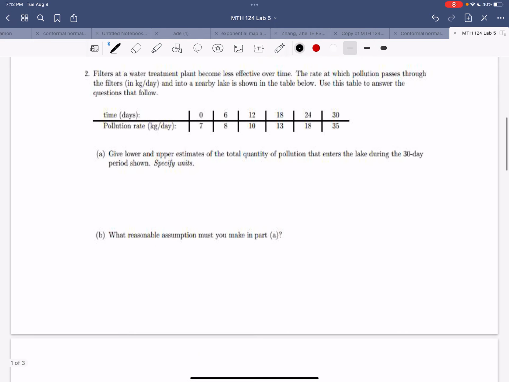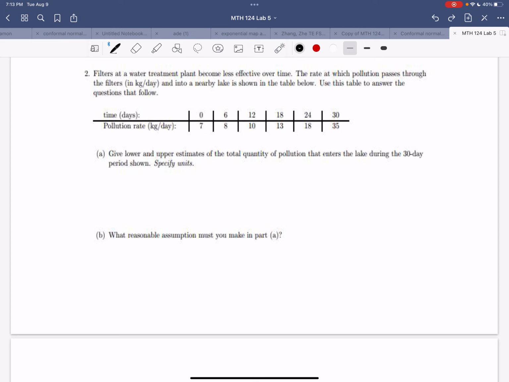The second question is about a factory that will give off pollution, polluted waters, and the pollution rate is given in this table here. So this pollution rate means the derivative, right? So question 1 asks us to estimate the total quantity of pollution that entered the lake during the whole month, right?